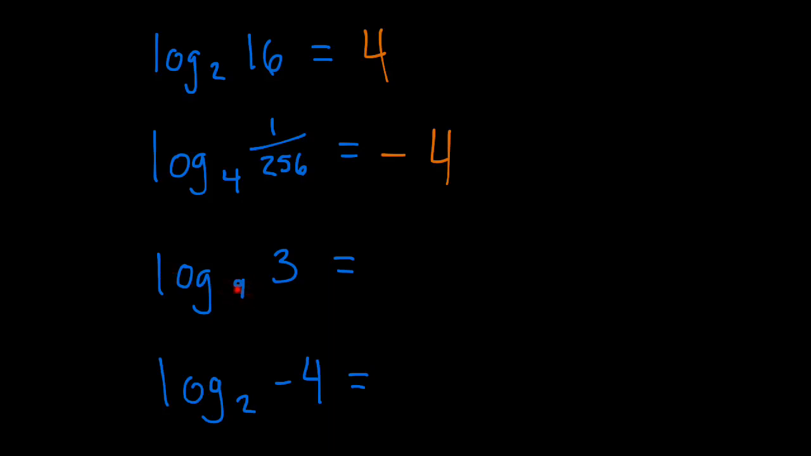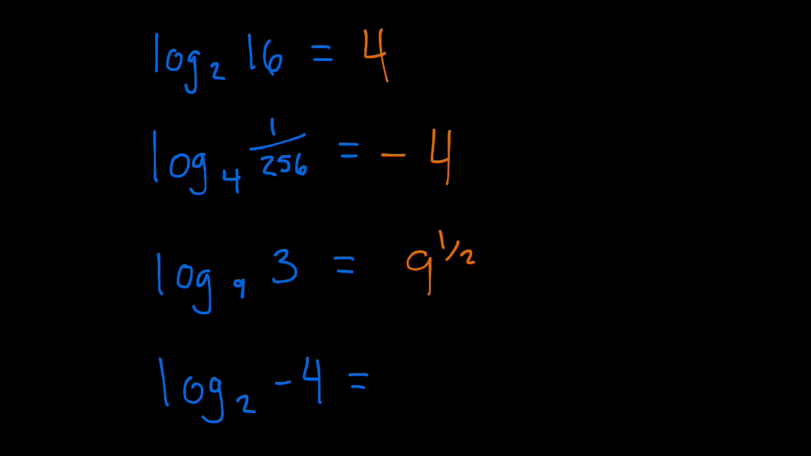Log base 9 of 3. That's a tricky one. I'll let you think about that one for a second. So 9 to what power gets us a 3? Well, it can't be 1. 9 to the 1st is 9. It can't be a 2. 9 squared is 81. So it can't be 1 or more. It's got to be something that gets us down to a 3. So what exponent of 9 gets us to a 3? It's going to be a 1/2.